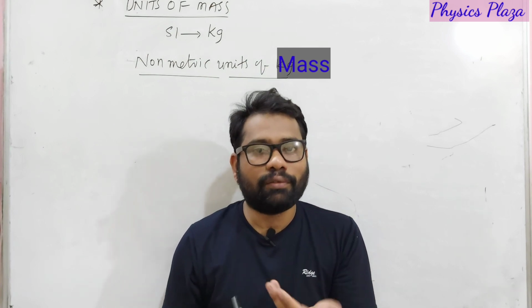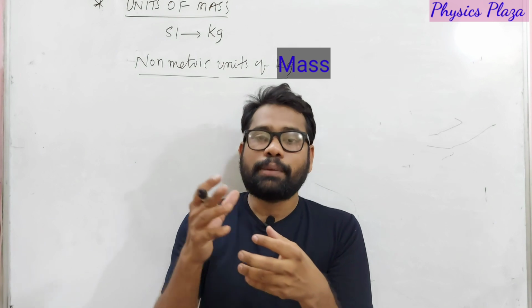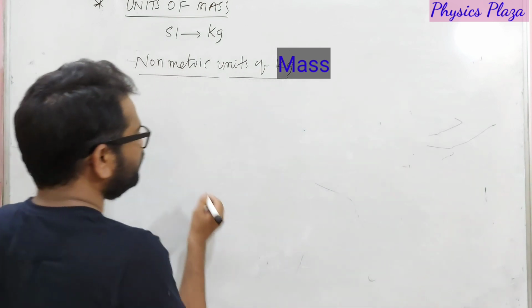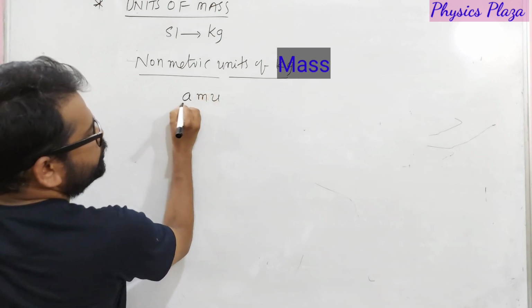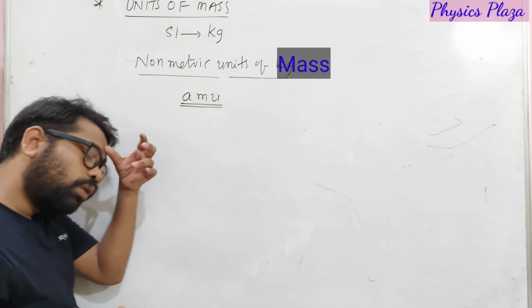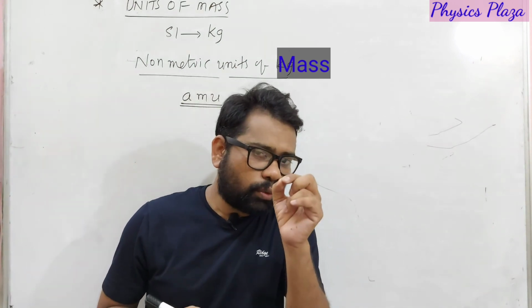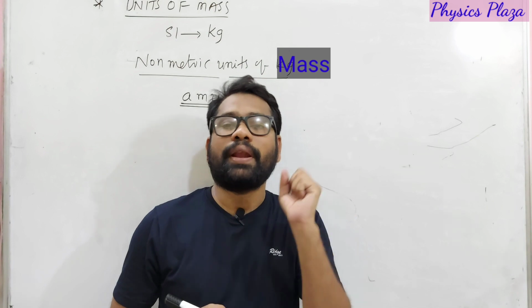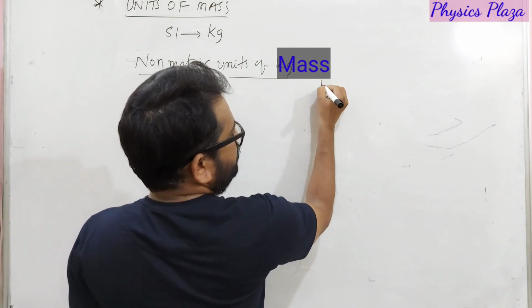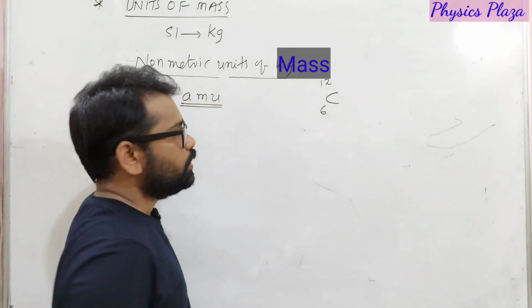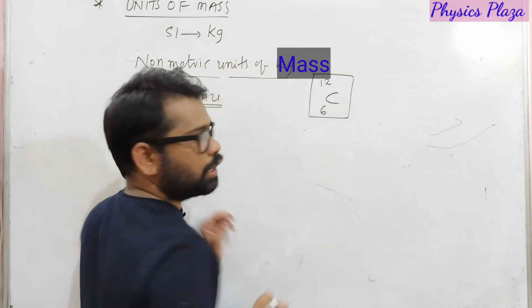Kg might be a unit of mass, but we cannot use it to measure even the mass of subatomic particles. There we will be using AMU. So what is AMU, dear children? Atomic mass unit. But how to understand what is atomic mass unit? Dear children, atomic mass unit is defined in terms of the carbon atom. So let us take a neutral C-12 atom. Just take 1 atom of carbon.